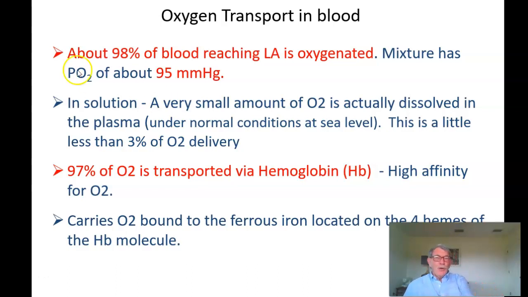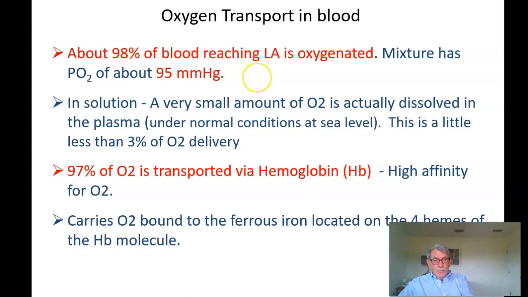Now remember, your partial pressure when you reach the arterial blood is like 95 millimeters of mercury, which means that about 98% of the blood has been oxygenated, and it drops you down to 95 millimeters of mercury. It's too bad these numbers are so close to each other, it's easy to get them mixed up. But just remember your AA gradient is about 5 under healthy conditions. Now that is enough to oxygenate your hemoglobin in your red blood cells almost completely.